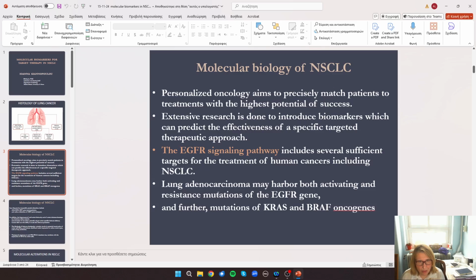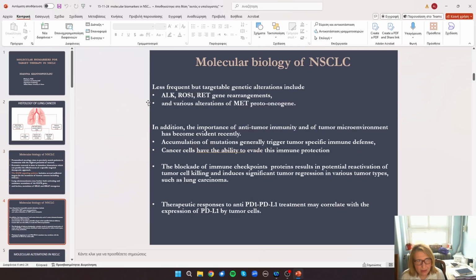Lung adenocarcinoma may harbor both activating and resistant mutations of the EGFR gene, as well as mutations of KRAS and BRAF oncogenes. Less frequent but targetable genetic alterations include ALK, ROS1, and RET gene rearrangements, as well as alteration of the MET proto-oncogene, such as mutations and amplification.